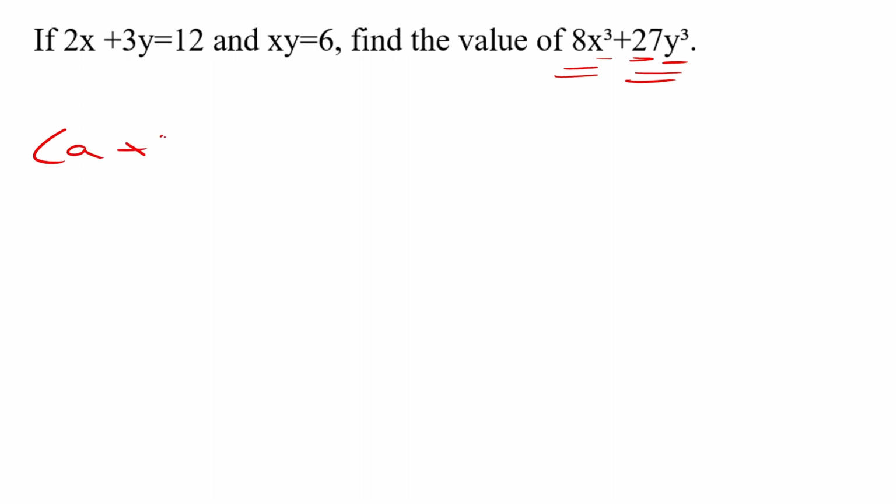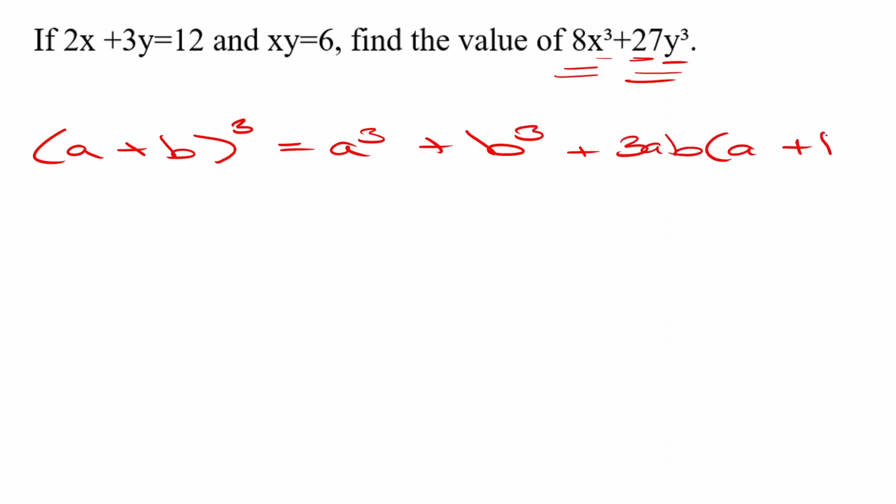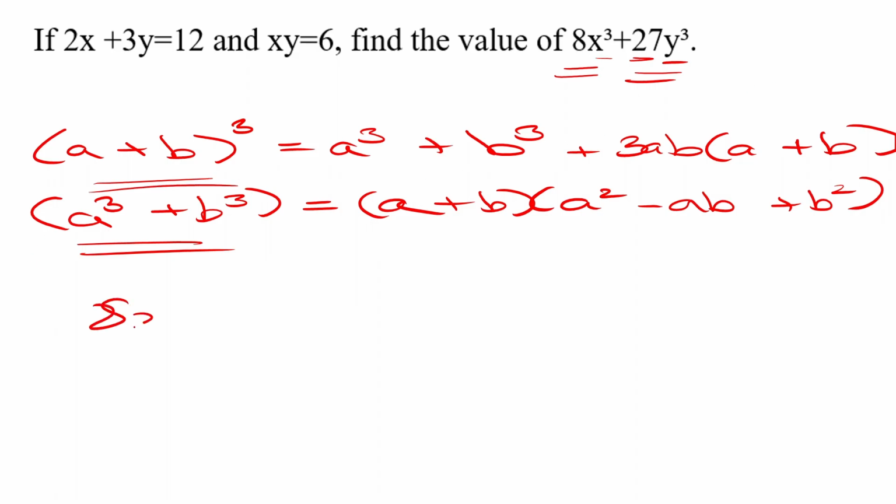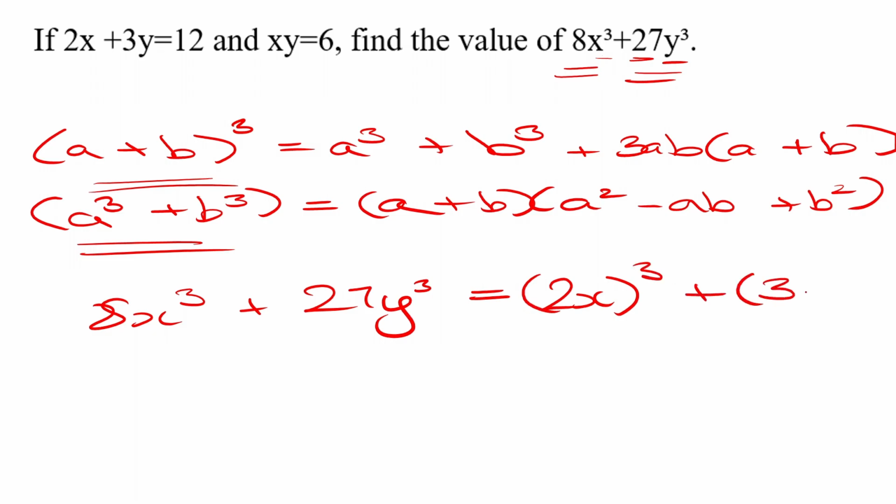(a + b) the whole cube is equal to a cube plus b cube plus 3ab times (a + b). Same, we also know the identity a cube plus b cube is equal to (a + b) times (a square minus ab plus b square). Now we know these two identities when it comes to relating cubes. So if we see this, we know that we can simplify 8x cube plus 27y cube into (2x) the whole cube plus (3y) the whole cube.